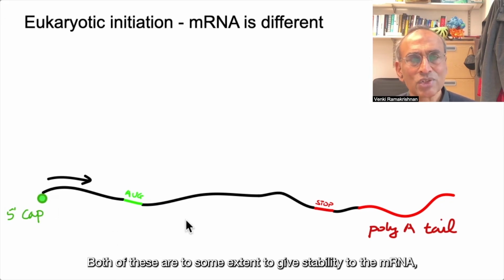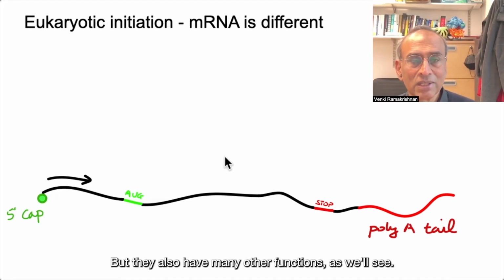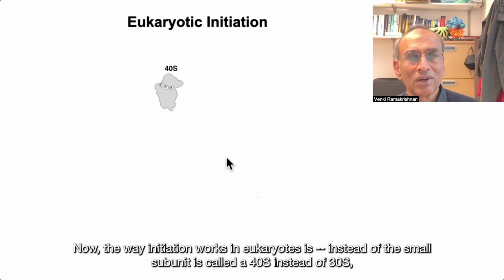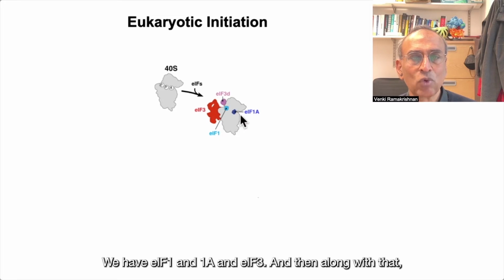Both of these are, to some extent, to give stability to the mRNA, so that the poly-A tail and the cap are recognized and give the mRNA some stability. But they also have many other functions, as we'll see. Now, the way initiation works in eukaryotes is, the small subunit is called a 40S instead of 30S as in bacteria. The small subunit binds several initiation factors shown here, EIF1 and 1A and EIF3.